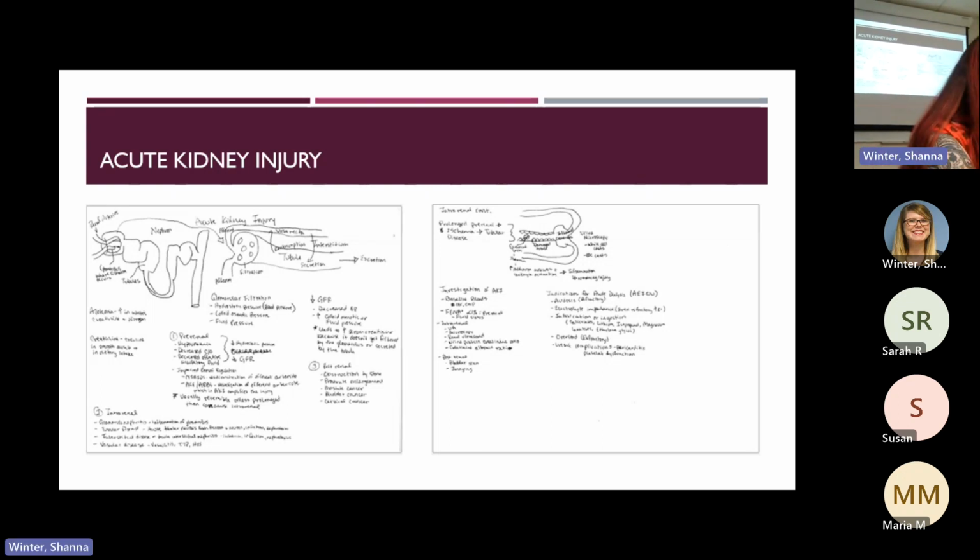Fluid overload, so refractory fluid overload. You've given them diuretics. People with an acute kidney injury need higher doses of diuretics. Your 40 milligrams of Lasix is not going to do anything. They might need 80 to 120, sometimes even more. And if they're still not diuresing, then dialysis is the next option.